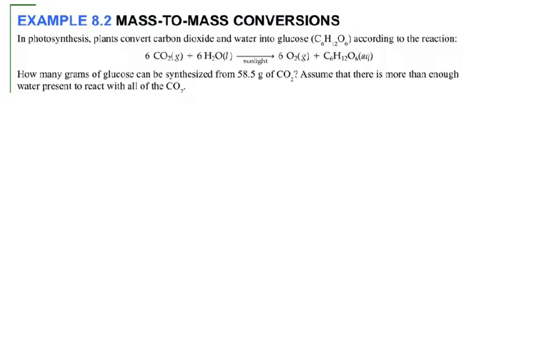So let's do the following. Here we have a mass-to-mass problem. It says, this is a photosynthesis problem. It says plants convert carbon dioxide and water into glucose according to this reaction. You're probably familiar with this from biology. The question is, how many grams of glucose? That's mass. Glucose is way over here. I'm going to put a B here because that's my unknown. Notice they want grams. So they want the mass of glucose.